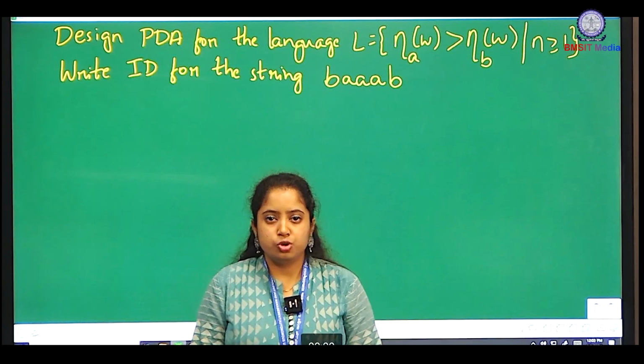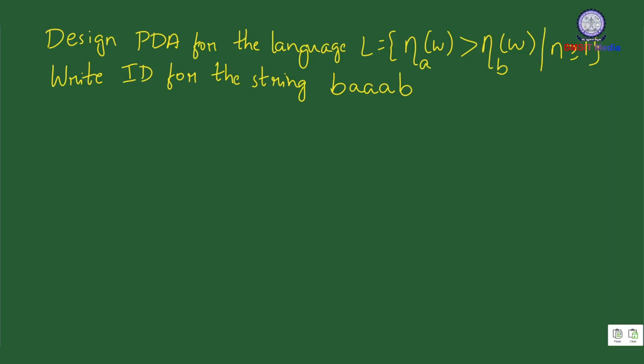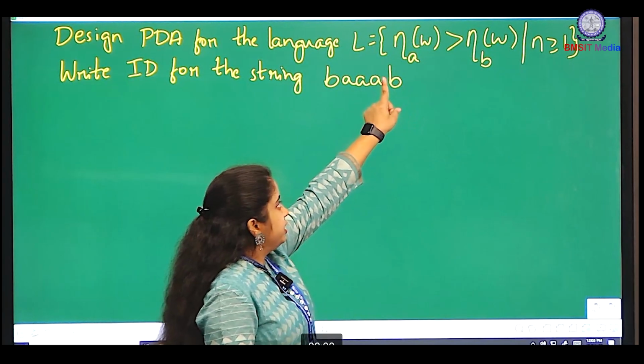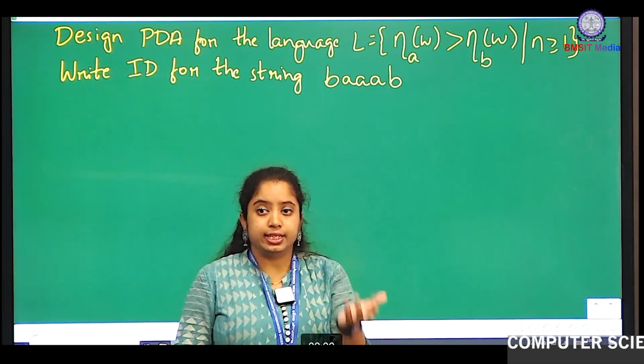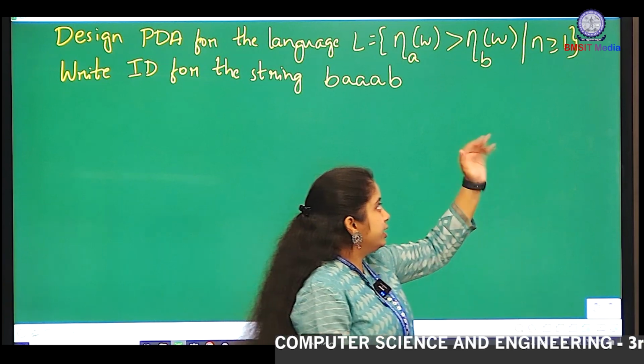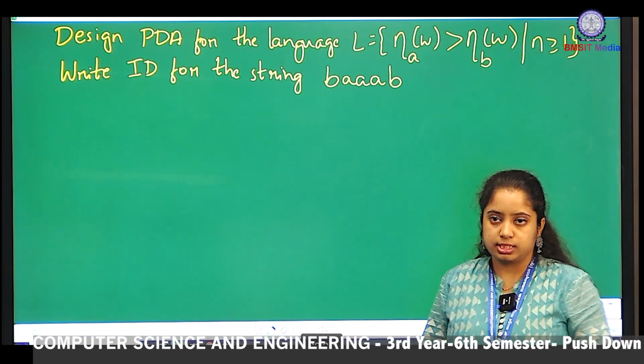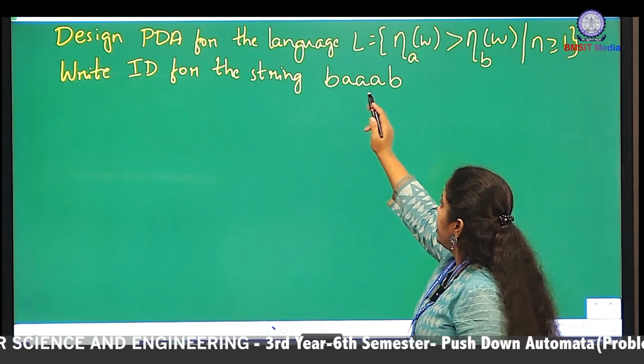Let's look into a new example for designing the PDA for the language L equal to the number of A in the string should be greater than the number of B in the string, w, n greater than or equal to 1. Write the ID, that is the instantaneous description, for the string BAAB.